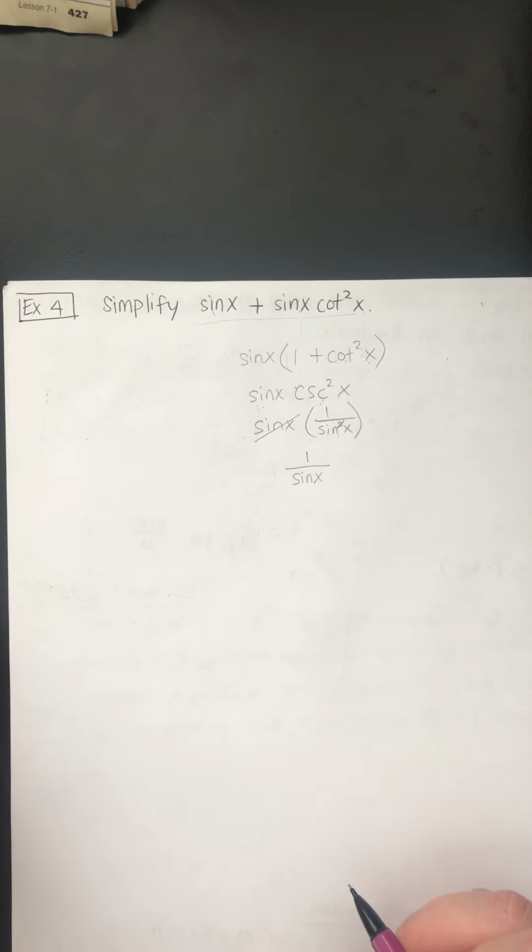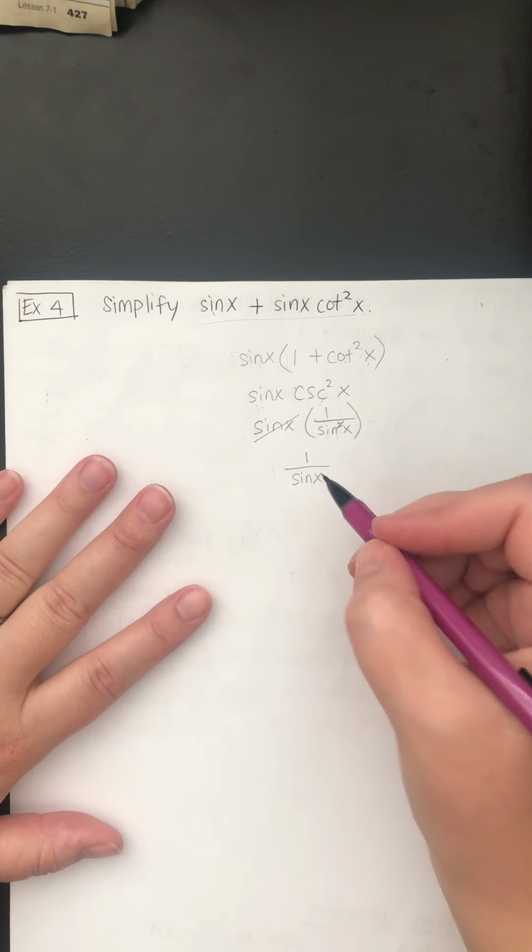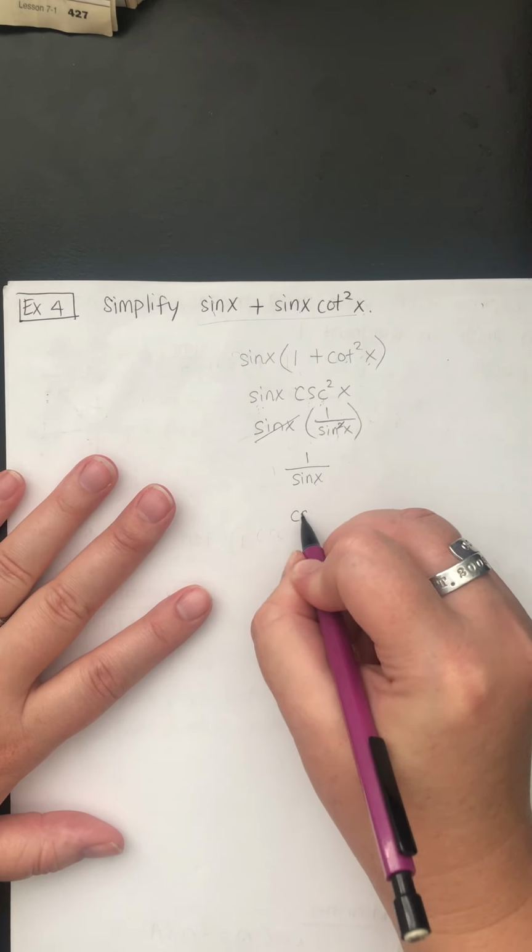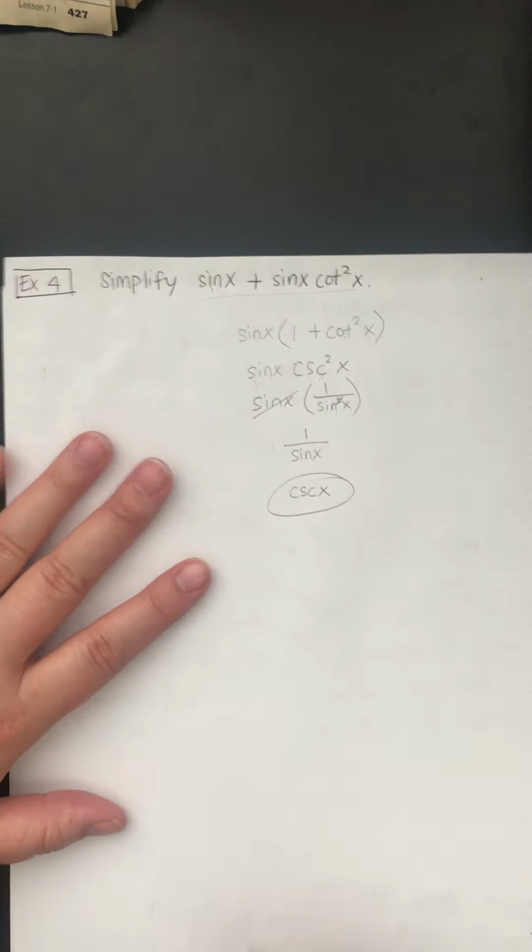Don't leave it like that. You can still simplify it one more step. 1 over sine of x is the same thing as cosecant of x. And that right there is the answer.